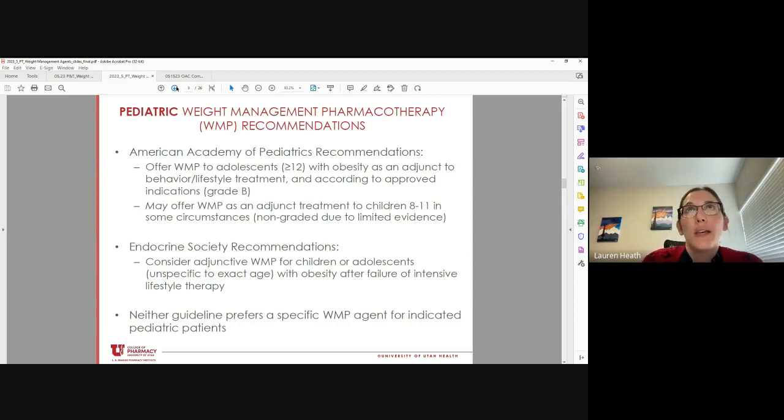While not a key action statement or at the level of a recommendation, the guideline noted that pharmacotherapy may be offered to children 8 to 11 years of age with obesity according to medication indications and the risk versus benefit profile. Similarly, the Endocrine Society recommends considering adjunctive pharmacotherapy for children or adolescents with obesity after failure of intensive lifestyle therapy. Neither guideline provided recommendations or preferences for a particular weight management agent for an indicated pediatric patient.